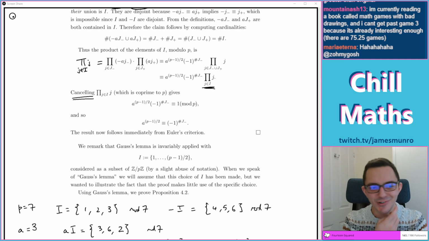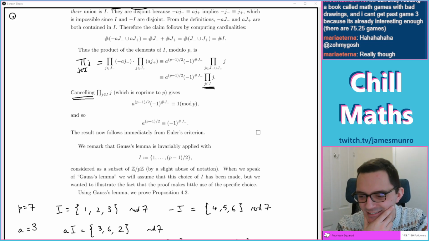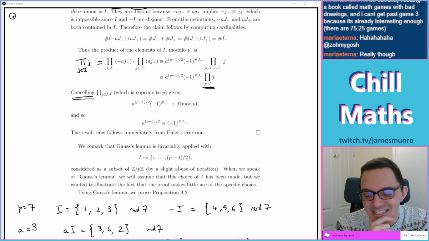Oh, Math Games with Bad Drawings by, what's the name? Ben somebody, right? That book came out quite recently. I should actually get that book. There are 75 and a quarter games.